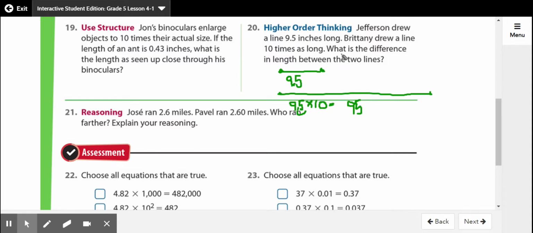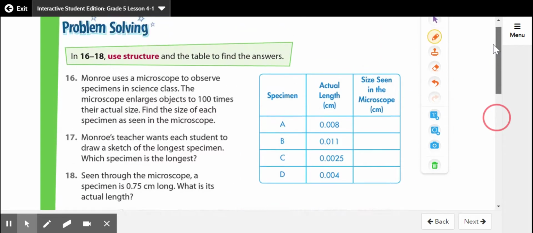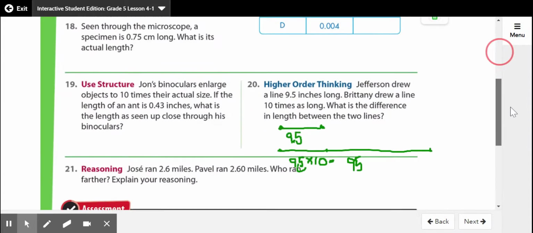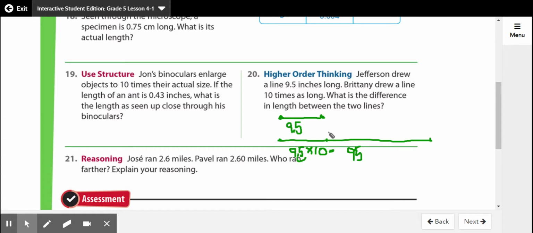But here's the problem. It didn't say how long is Brittany's line. It says what is the difference in length between the two lines. That means how much longer is hers. So actually I want to see how much longer it is. So I'm kind of looking for this extra piece here. Let me use a different color so we can see. How much longer is it? So hers is 95 inches long. And then I need to know how much longer. How farther did she go? She really did go a lot farther. So how would I get that?